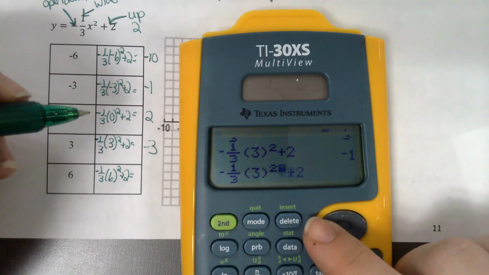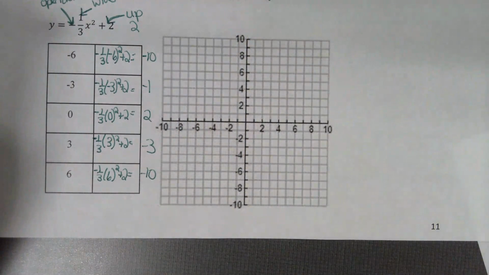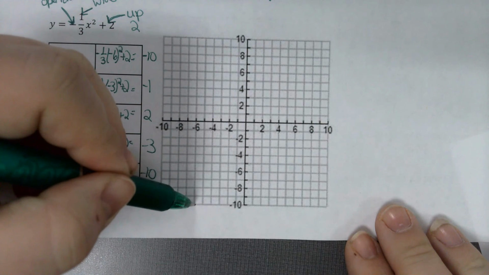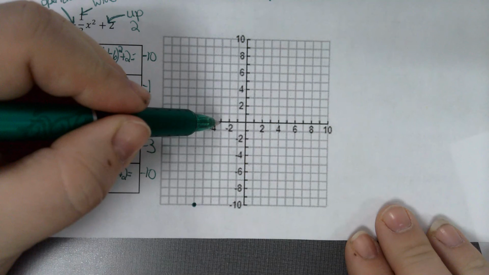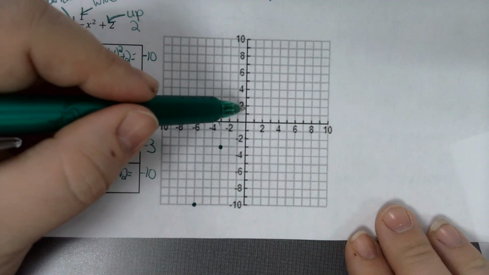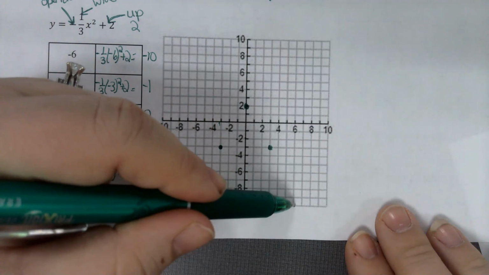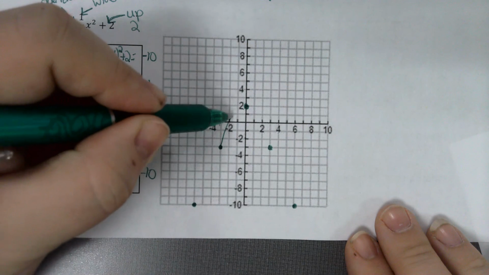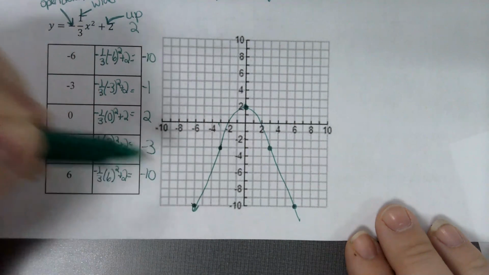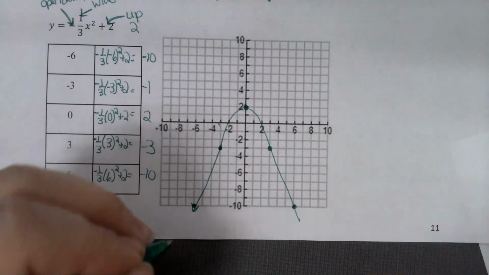Change your 3 to 6. Now we can go ahead and graph. Negative 6, we go to negative 10. Negative 3, negative 3. 0 goes to 2. 3, negative 3, and 6 to negative 10. Nice rounded shape for my parabola. And there we go.